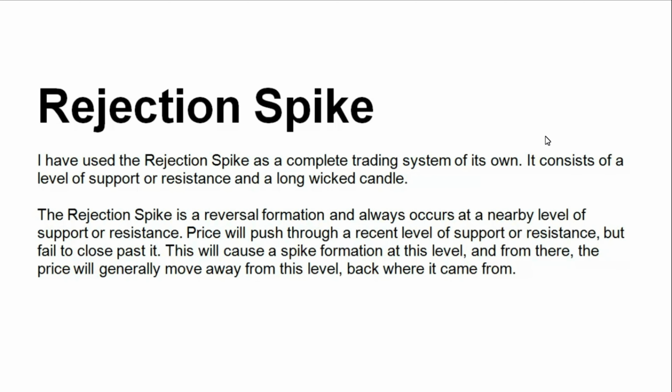This rejection spike is a reversal formation and always occurs near a support or resistance area. Price will push through a recent level of support or resistance but fail to close past it. Many people call this a rejection or fake out, fake buyers or fake sellers out. They enter the trade and the market goes the opposite direction. This causes a spike formation at this level, and from there the price generally moves away from that level and goes back to where it was coming from.